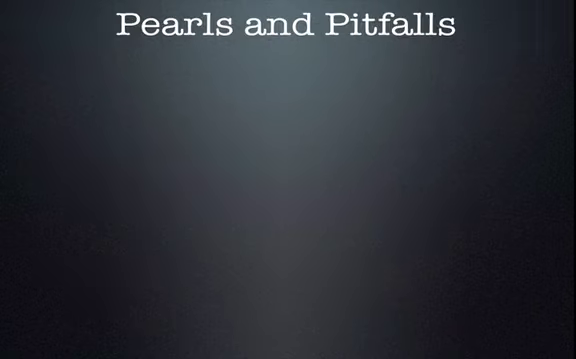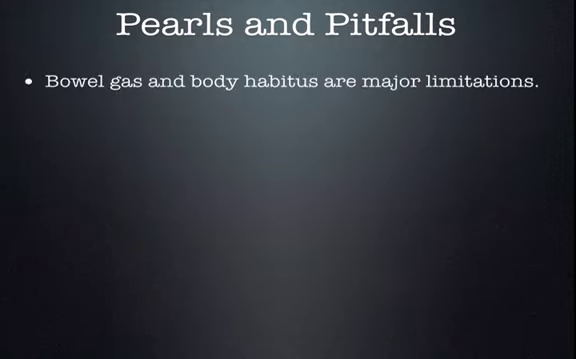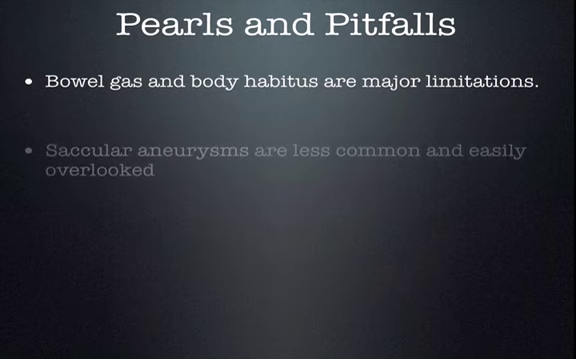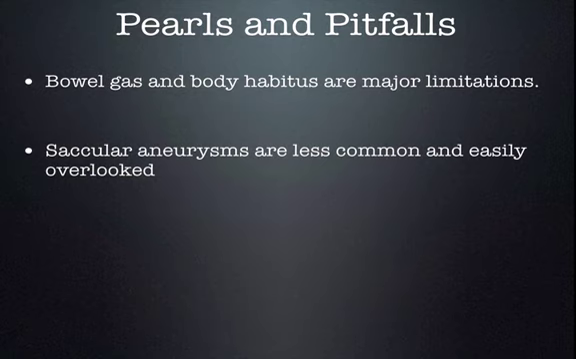Now let's talk about some pearls and pitfalls for bedside ultrasound evaluation for aortic pathology. As we mentioned, bowel gas and body habitus are major limitations. These can usually be overcome with direct pressure on the ultrasound probe. Saccular aneurysms are less common, and they are usually quite easily overlooked, but they also are more common to rupture. So if you have any doubt, go ahead and send these patients either for CT or formal radiology ultrasound for evaluation for saccular aneurysms.